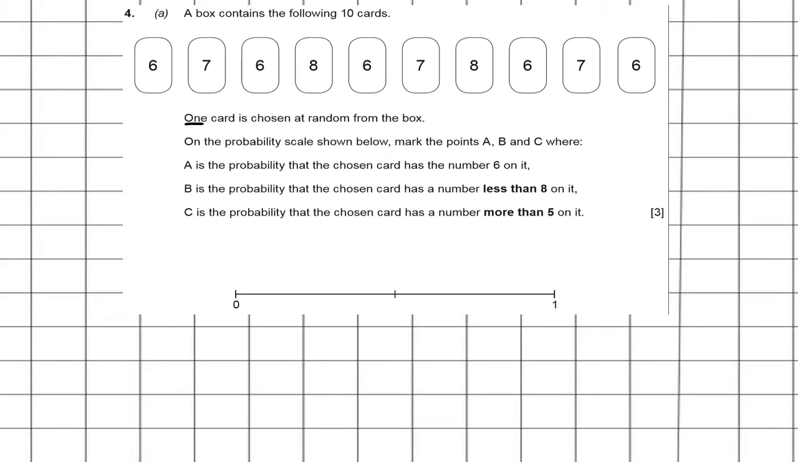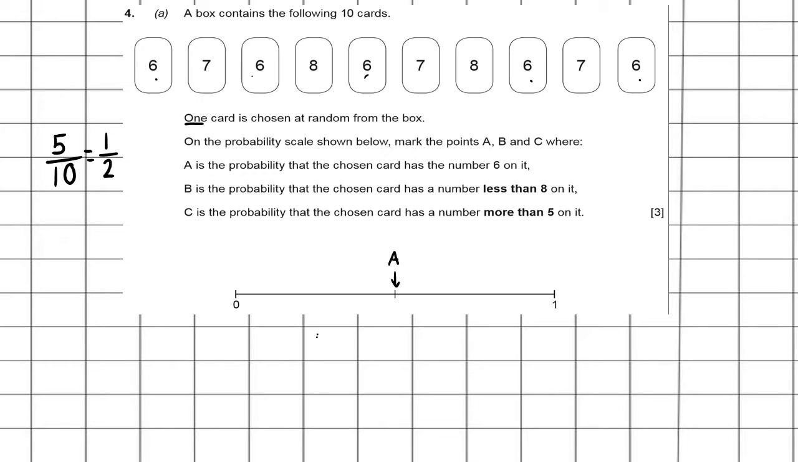Okay, so let's start with A. The probability that the chosen card has the number 6 on it. Our probability is out of 10 because there are 10 cards. So let's count how many 6s there are. 1, 2, 3, 4, 5. So 5 out of 10, which simplifies to a half. So therefore, right in the middle, that's probability A.